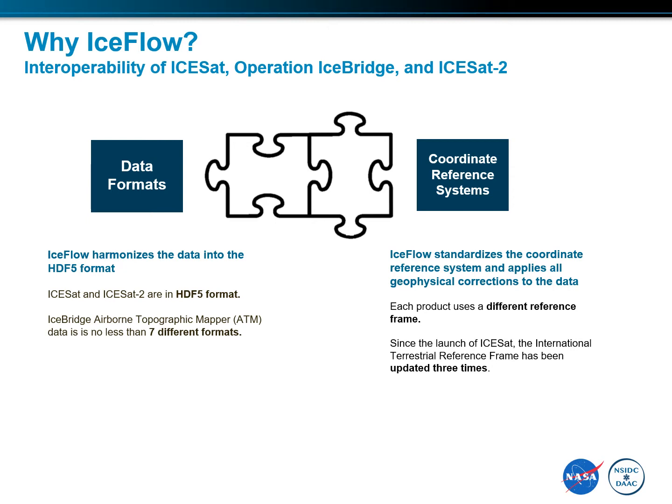To account for changes in the Earth's surface, terrestrial reference frames that relate latitude and longitude to points on the Earth are updated on a regular basis. For example, since the launch of ICESat, the International Terrestrial Reference Frame has been updated 3 times. These changes in geolocation need to be reconciled if meaningful comparisons of measurements are to be made. IceFlow applies the necessary corrections and harmonizes the data for end users so that they can get to work faster.